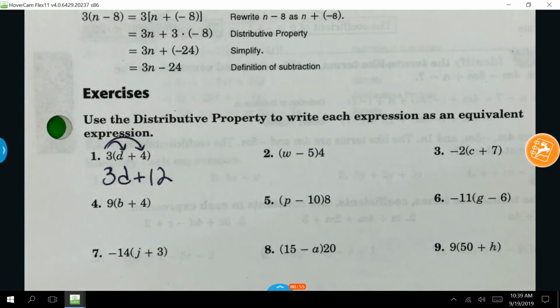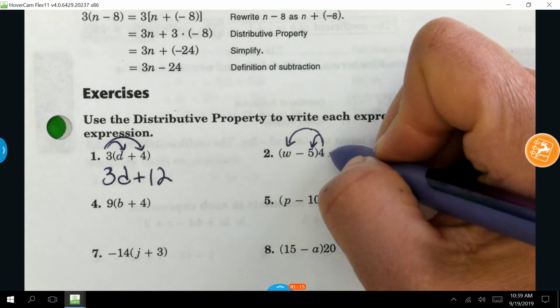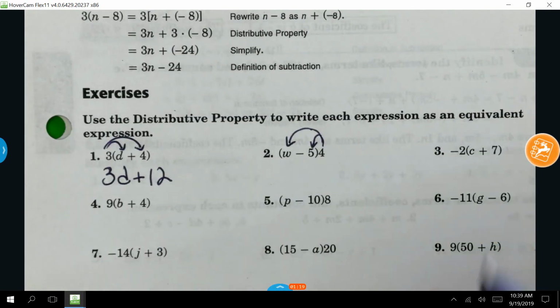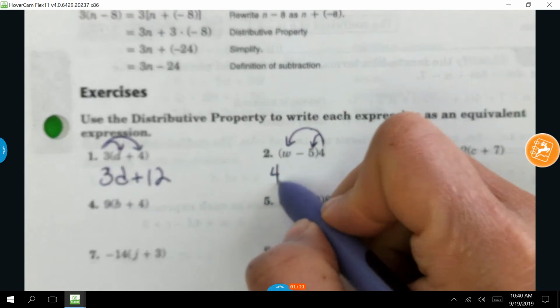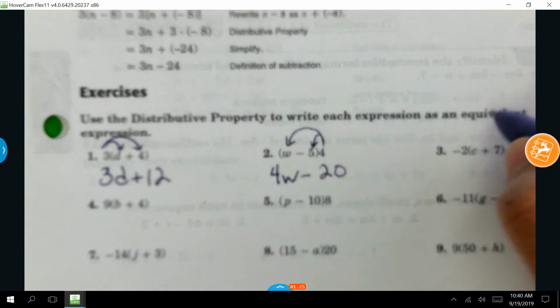The important thing that we're going to talk about today is the fact that whatever sign is in front of the number, whatever is before the number is what is attached to it. Because you read from left to right, so whatever's in front of that number is the sign that goes with it. So you don't see this a lot where the number is behind the parentheses, but it's still the same. It's still just multiplication. So we have 4 times W is 4W, and then minus 20.